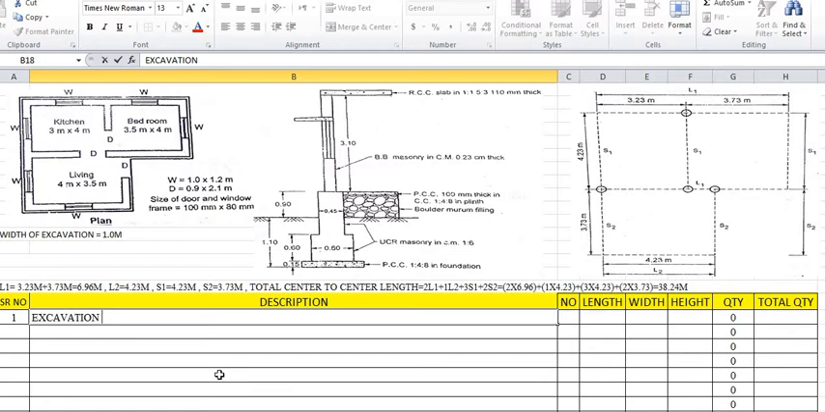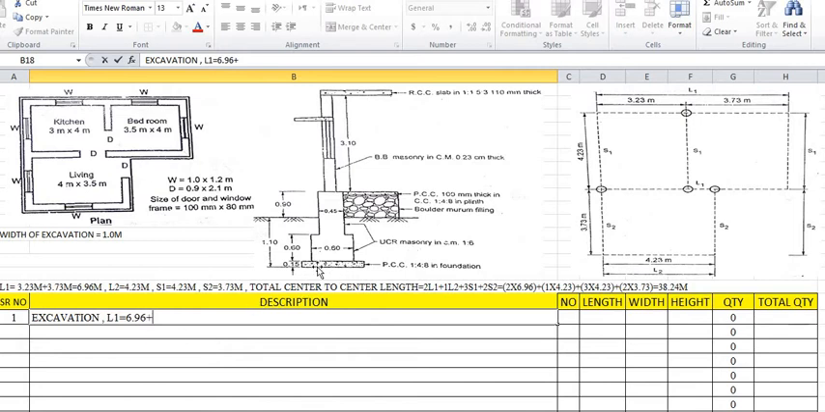Here we are considering excavation, so we will consider the width of excavations. We will consider L1 first, because one by one we will find out each length. So for L1, what is the length? The length of L1 is 6.96, plus the width of excavation.